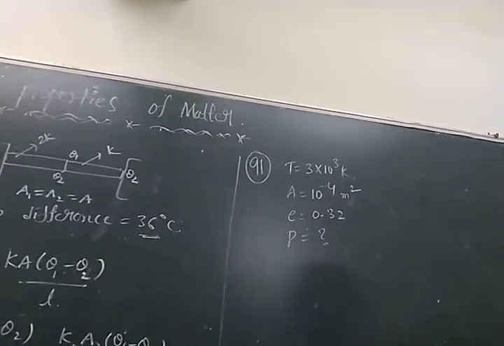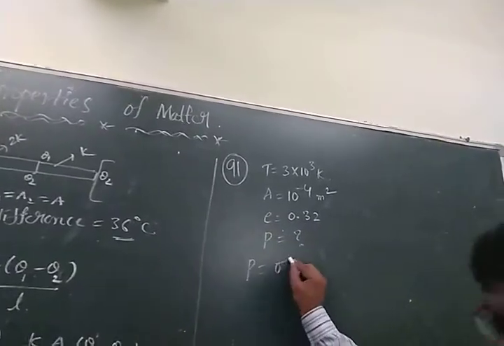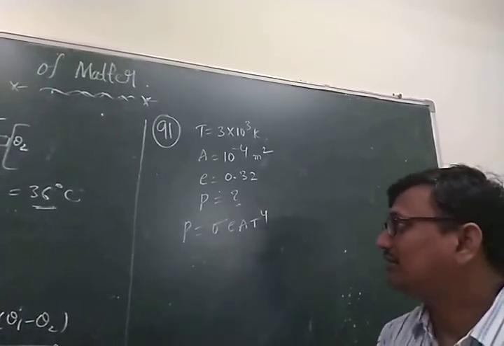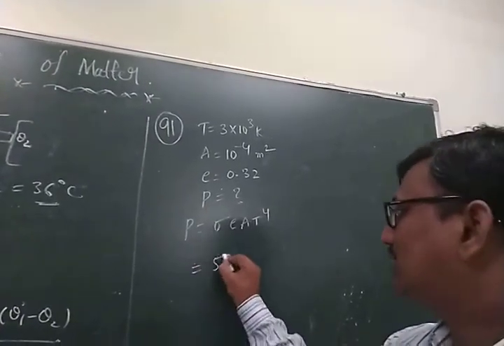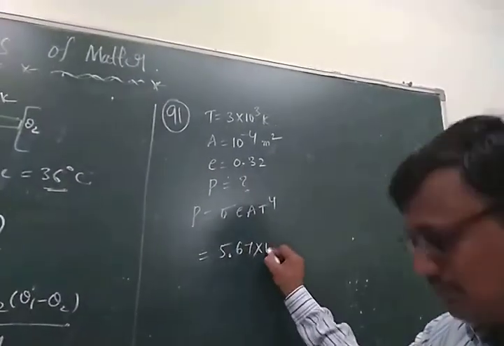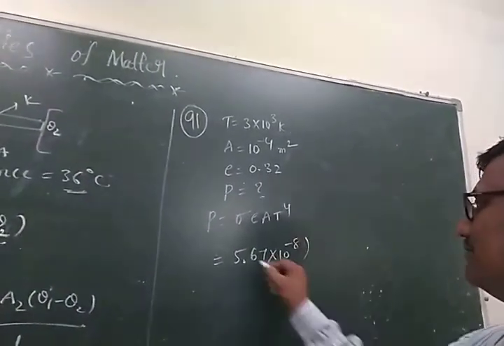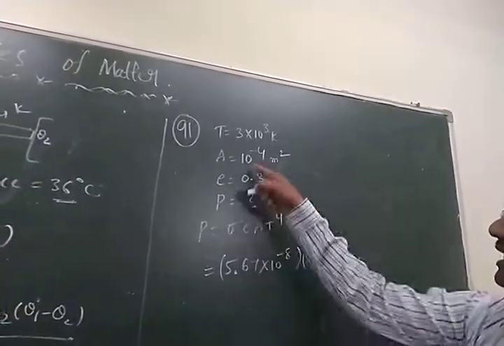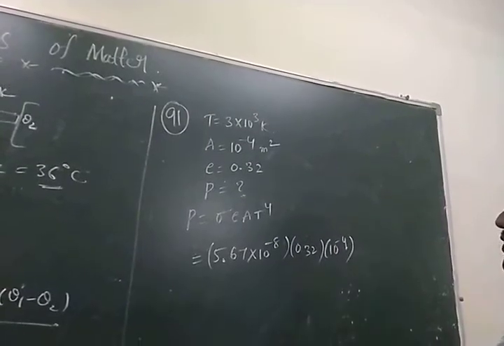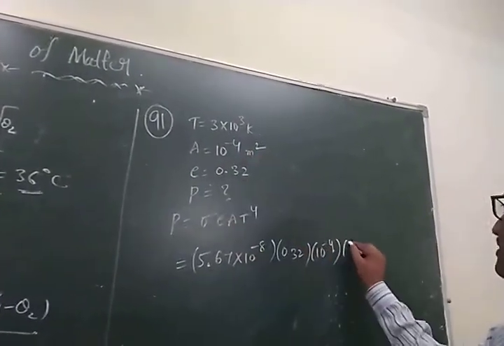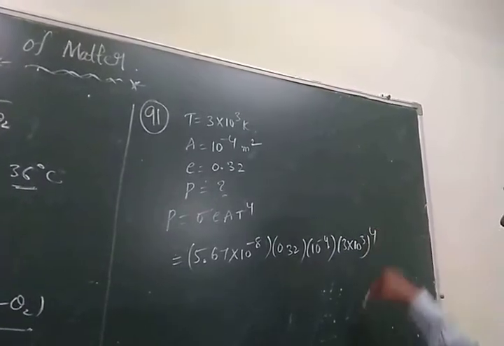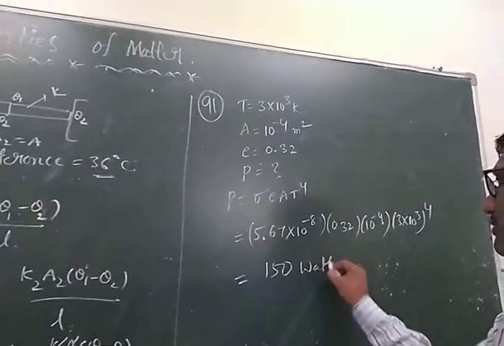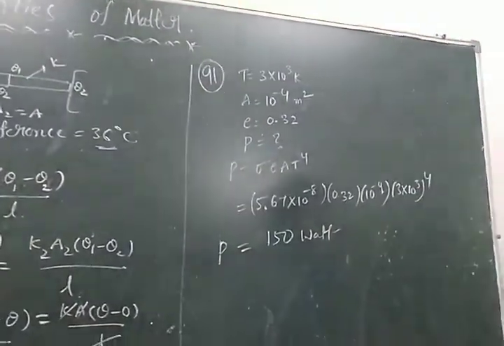The power radiated is given by the formula P = σ × E × A × T^4. Sigma is called the Stefan constant, with a value of 5.67 × 10^-8. E is the emissive power, 0.32, the area is 10^-4, and the temperature is 3 × 10^3 raised to the power of 4. On calculation, we get 150 watts. This is the power radiated by the bulb.